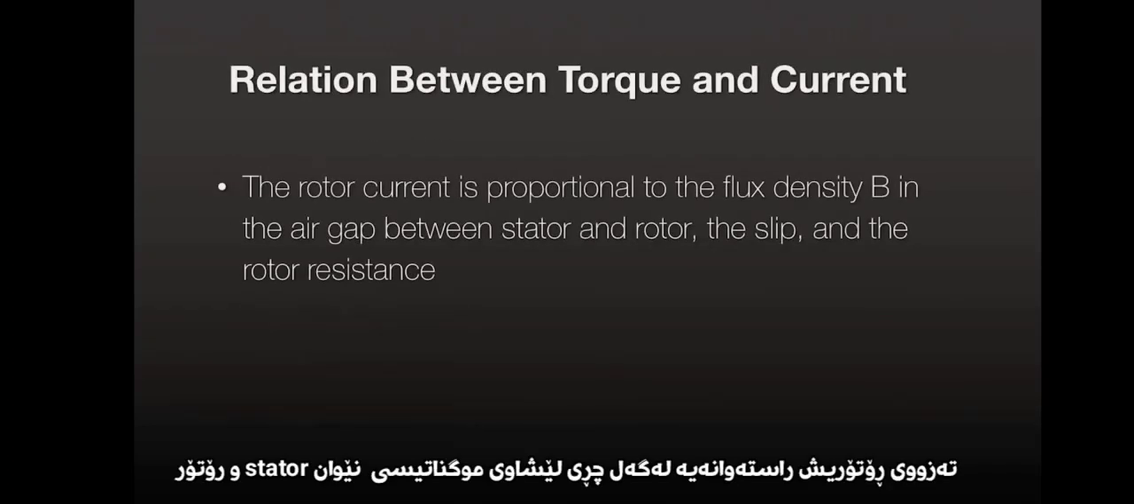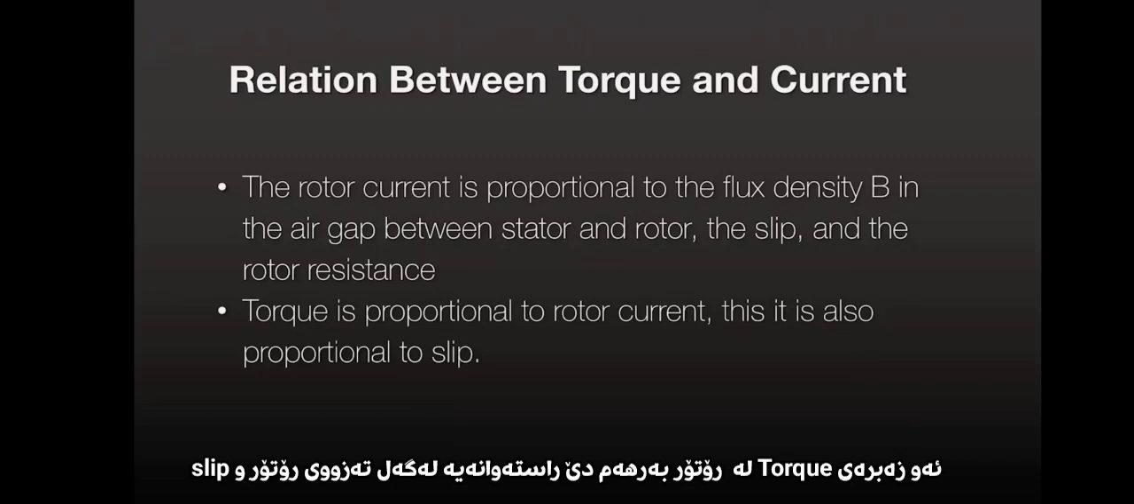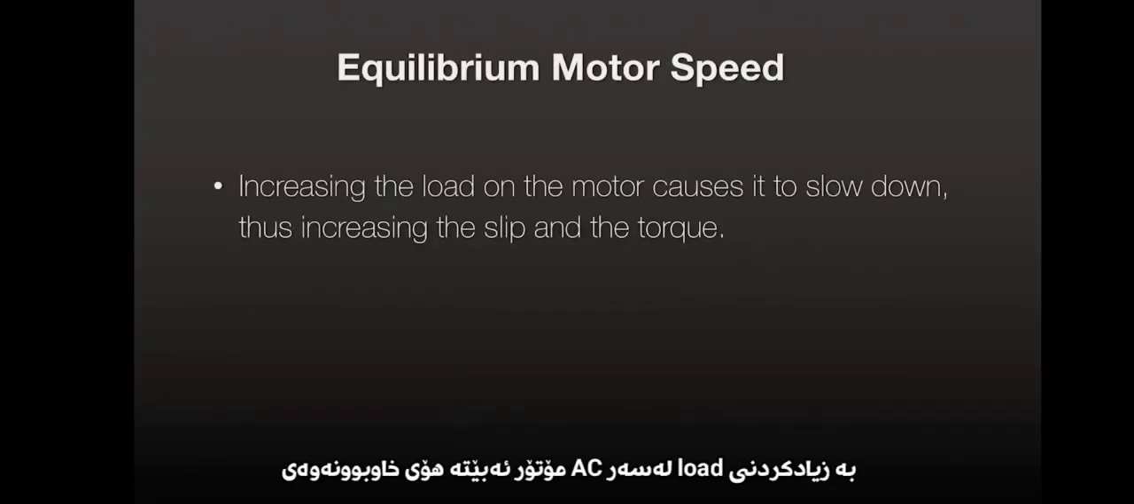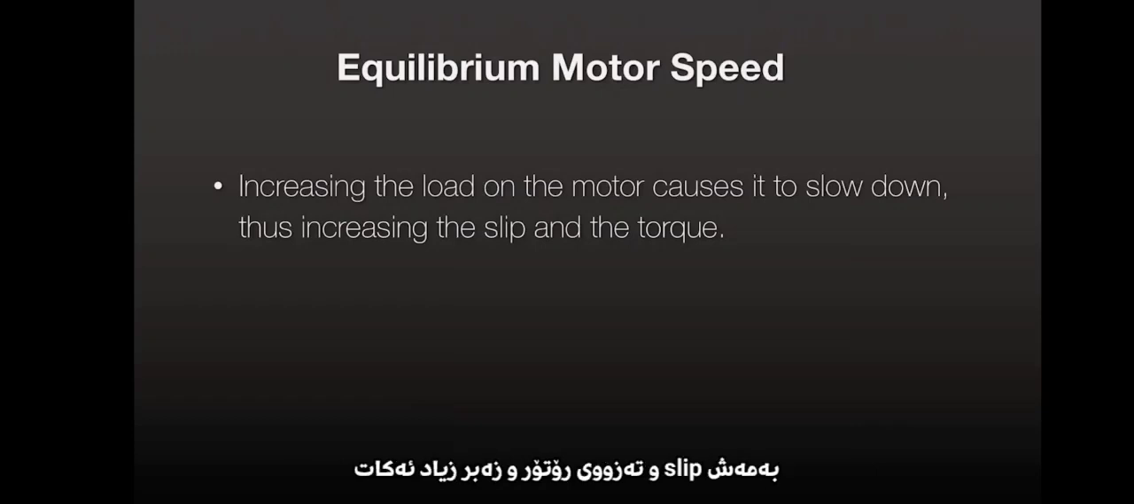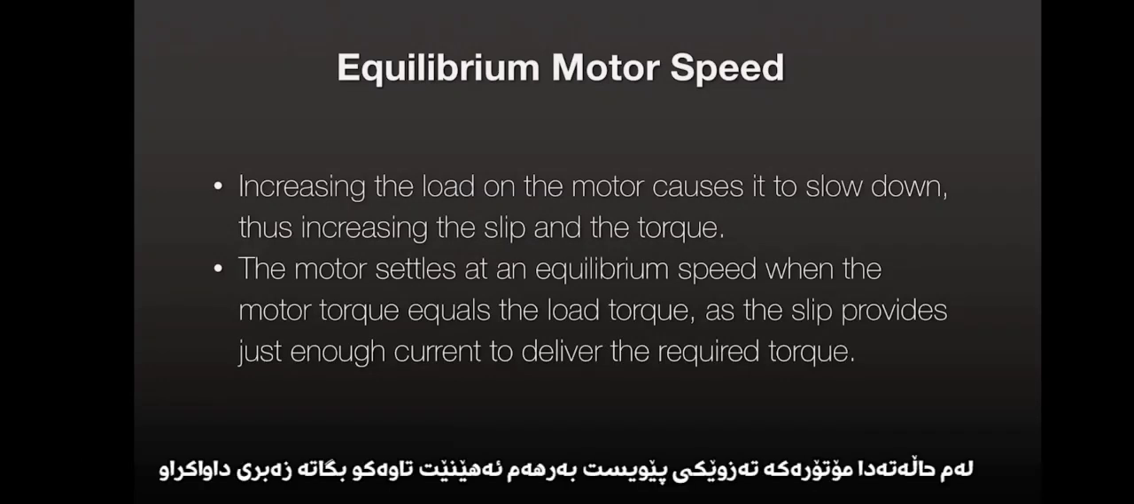Rotor current is proportional to the flux density B in the air gap between the stator and rotor. It is proportional to the slip and to the rotor resistance. Torque induced in the rotor is proportional to the rotor current, which means it is also proportional to the slip. Increasing the load on an AC motor causes it to slow down, thus increasing the slip, the rotor current, and the torque. An AC motor settles at an equilibrium speed when the motor output torque equals the load torque. At that point, the motor provides just enough current output to deliver the required torque.